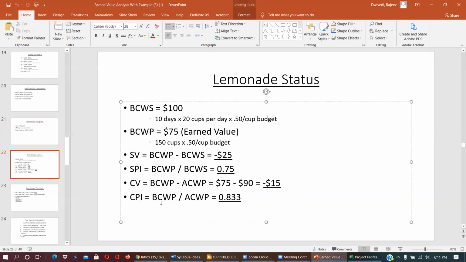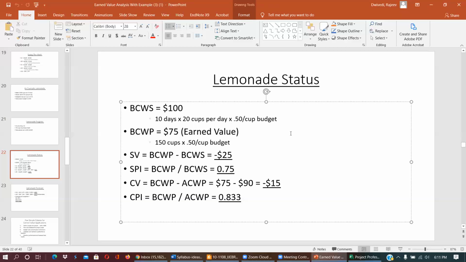Cost performance index is budgeted cost of work performed divided by actual cost of work performed. So this is 0.833, which is 83%. So now we have all the numbers that we would like to have. Now we can make our decision.